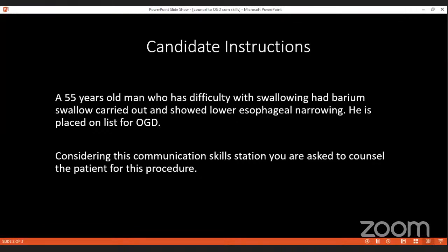Apart from that, we can take some samples from the lining of the food pipe and stomach for tests to be carried out. Why do you want to take a sample? To know the cause of the problem that you are suffering from. Sometimes there are certain infections and sometimes there are certain malignancies, so we need to rule that out.